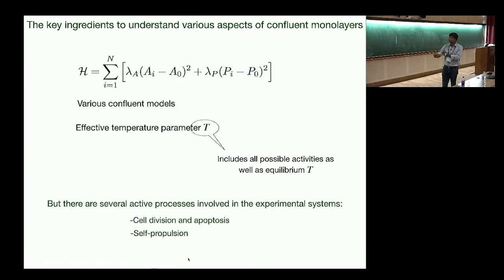Okay, so now let's look at the approximations. What we want to do is write down the key ingredients within the theory. The key ingredients here are the energy function, which combines the area constraint and the perimeter constraint, and then various confluent models, and then the effective temperature T, which will include activity as well as equilibrium temperature. But apart from them, there are several other aspects as well. The systems will have, for example, cell division and apoptosis. They will have cell propulsion, etc. Now, first let's consider cell division and apoptosis.